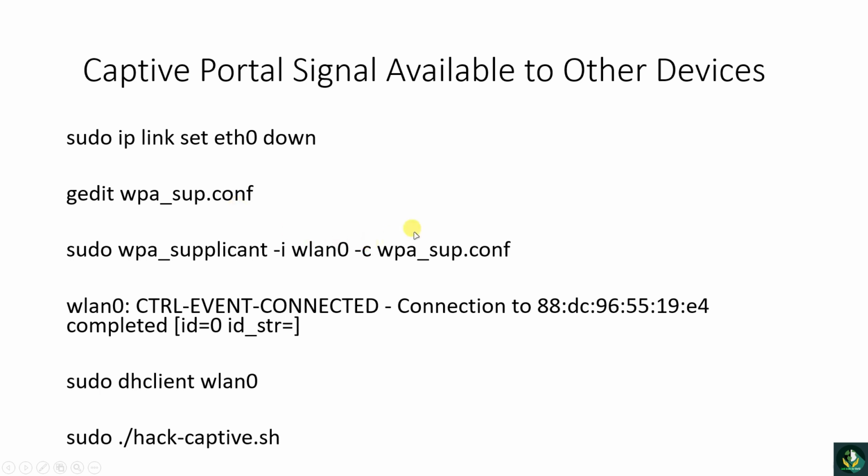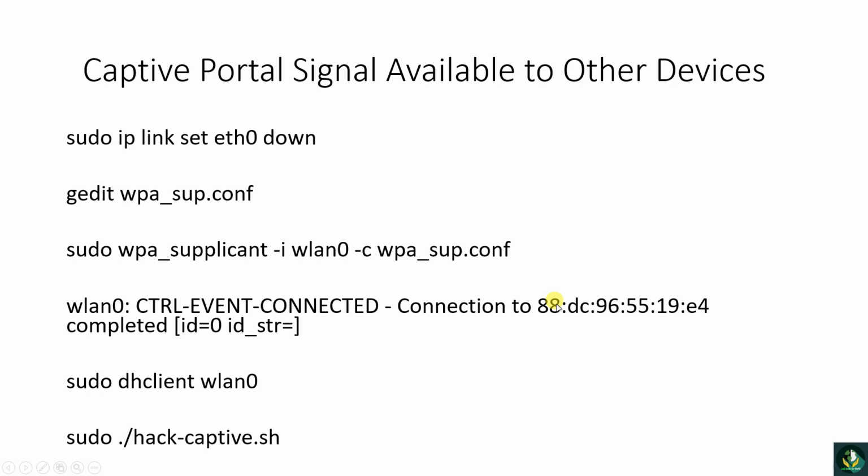So now connect using this configuration file. You have to wait until something appears, as you can see, a control event. After typing this, it will show something like this, connection to.